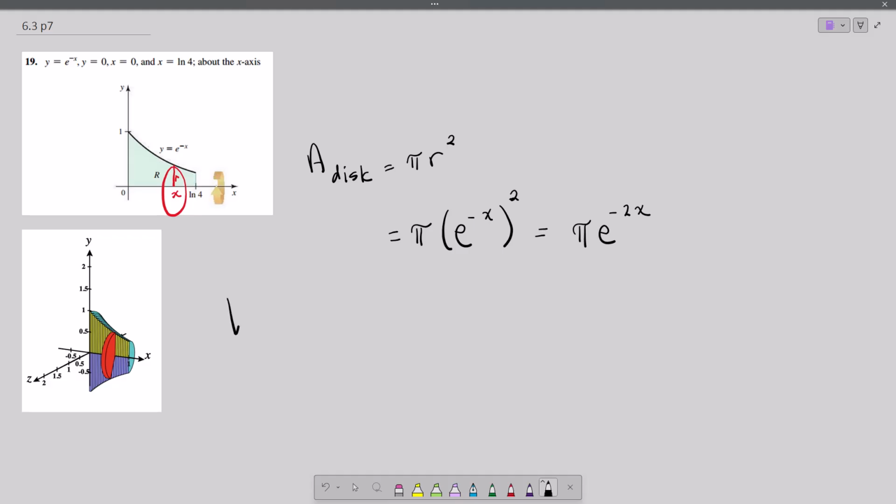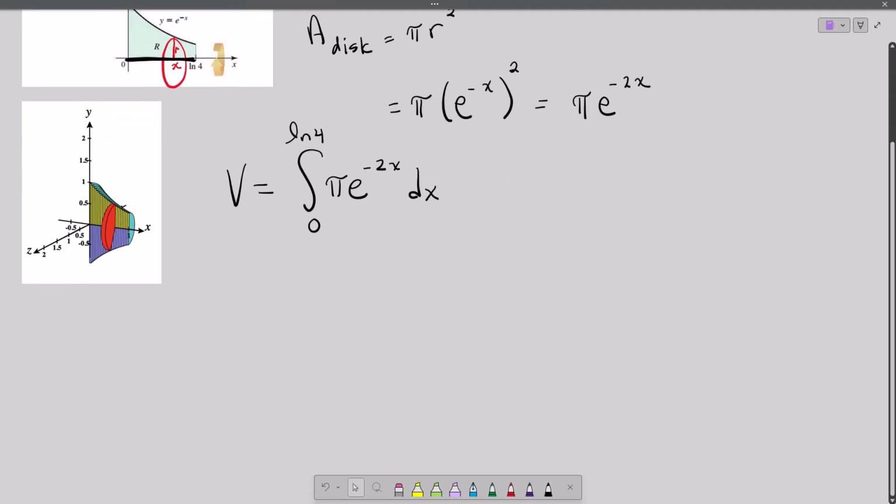And then our volume is the integral across our interval. So here's our interval right there, 0 to natural log of 4. We'll integrate this function. The pi comes to the front, and we're left integrating this, which if you were in Calc 1, what technique would you use?